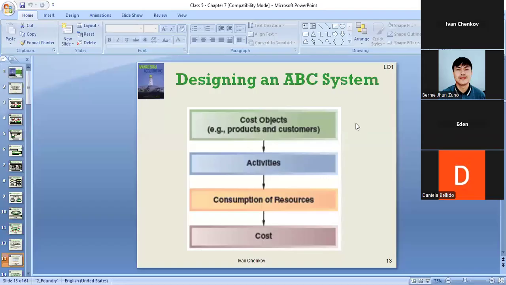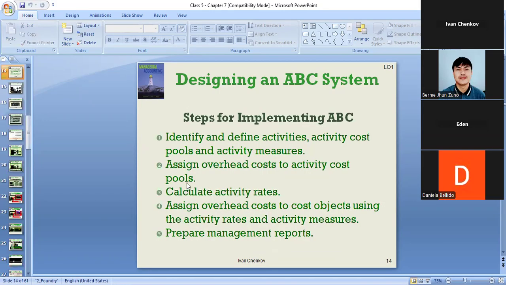That's how they're so accurate. So let's go now to the slides and let's see the whole process again. First, we're going to find the cost object. Then we're going to find the activities. We're going to have the consumptions of the resources. And then we're going to find the cost. So let's go one after another.